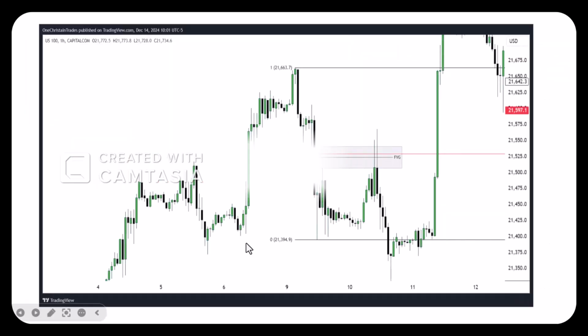Let's continue. Now look at our example that we used before. This portion here is the premium aspect of this fair value gap. That's the bearish fair value gap right there. So this portion was used to offer sales to smart money, to sell it down into a discount.